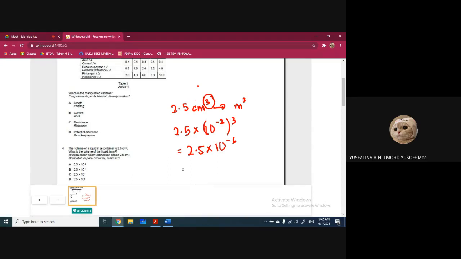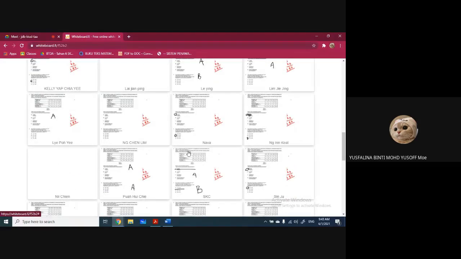If the question is 2.5 cm square, you have to change to meter square. So 2.5, centi is 10 power of negative 2. Because this one is square, the prefix also you have to square it. So you get 2.5 times 10 power of negative 4. Because this one is a power of 3, this one also should be power of 3, so 2.5 times 10 power of negative 6. The answer should be B. So this one is B and this one is A. I hope you are clear about this. So number 4, the answer is B.